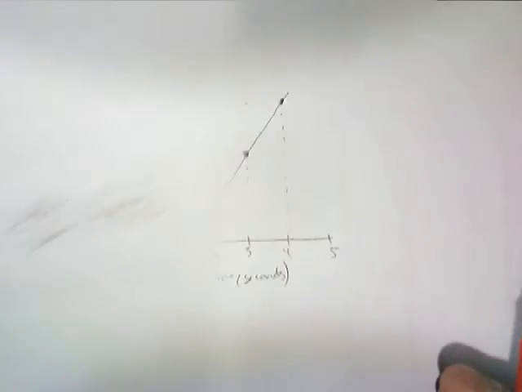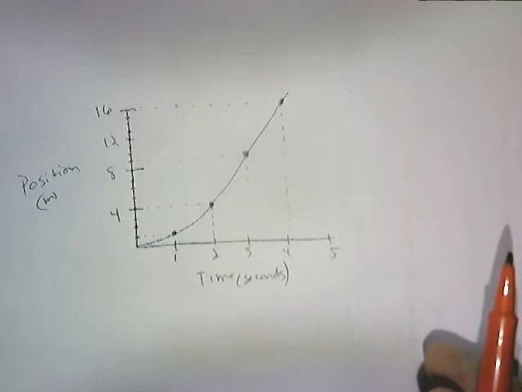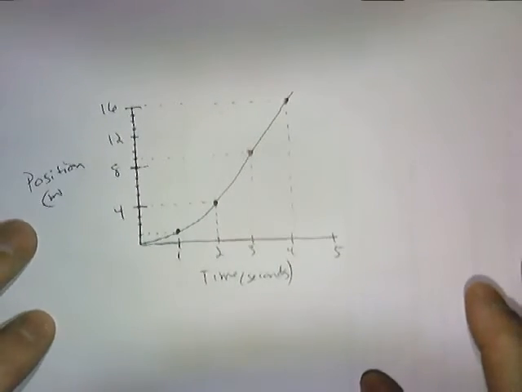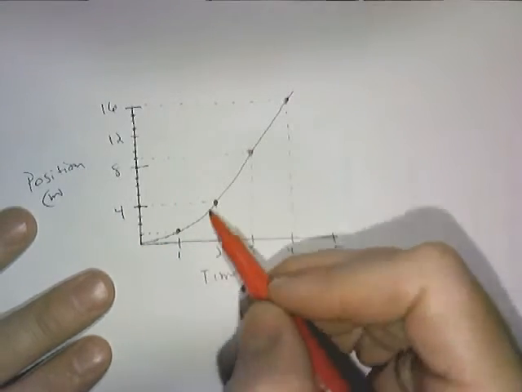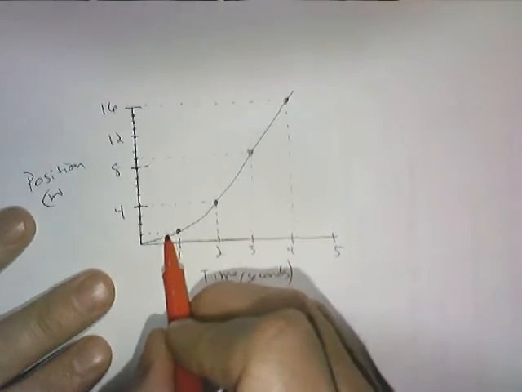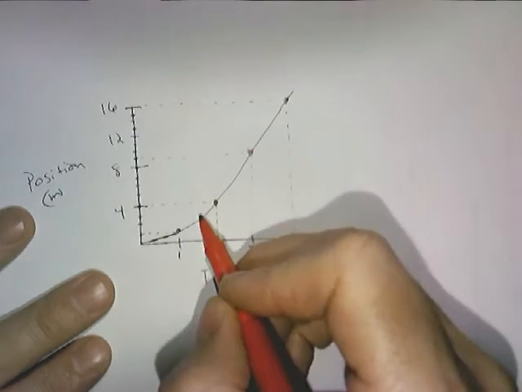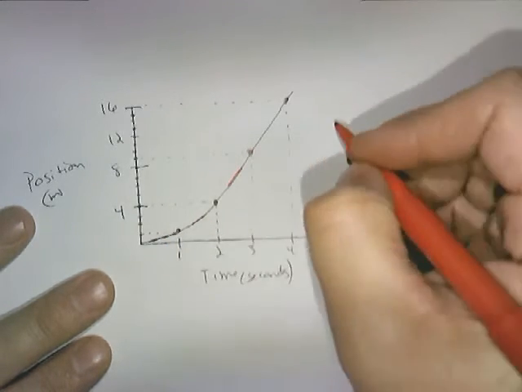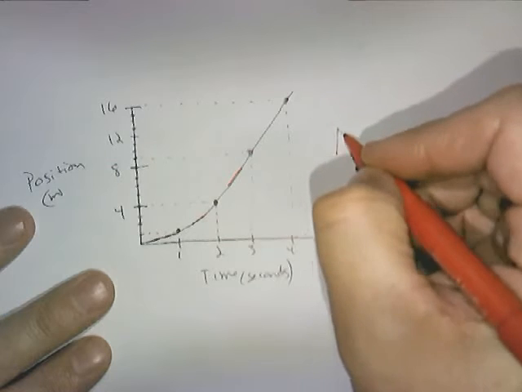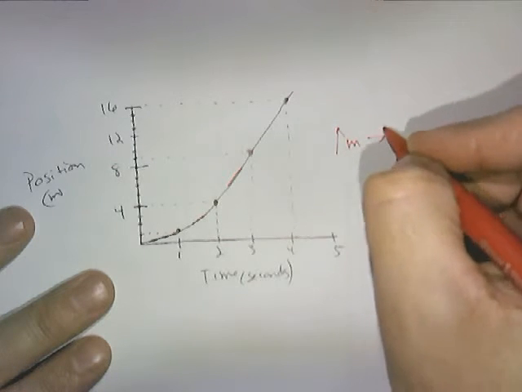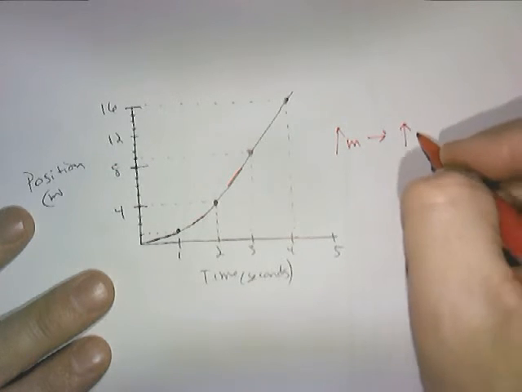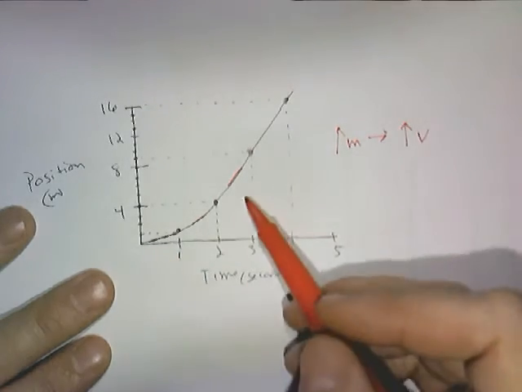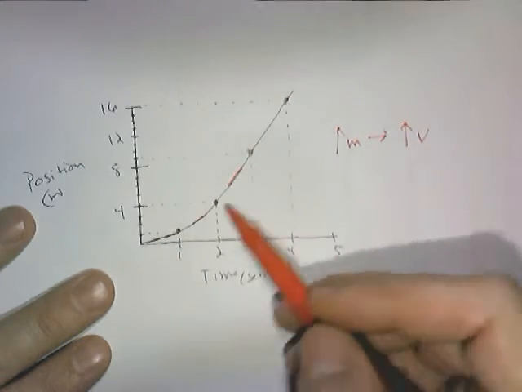So let's look at a different type of graph. Let's look at a graph that is showing accelerated motion. Notice the slope is changing. The slope is going from this gentle slope here to a steeper slope and it's increasing here. So as my slope is increasing, so goes my velocity. A curvature to it is telling me that it's changing.